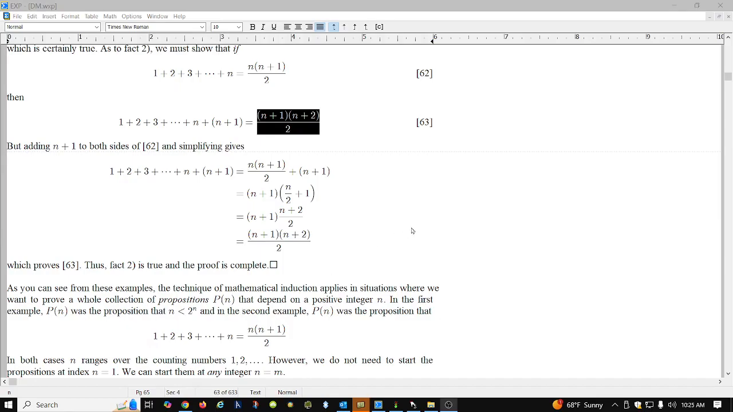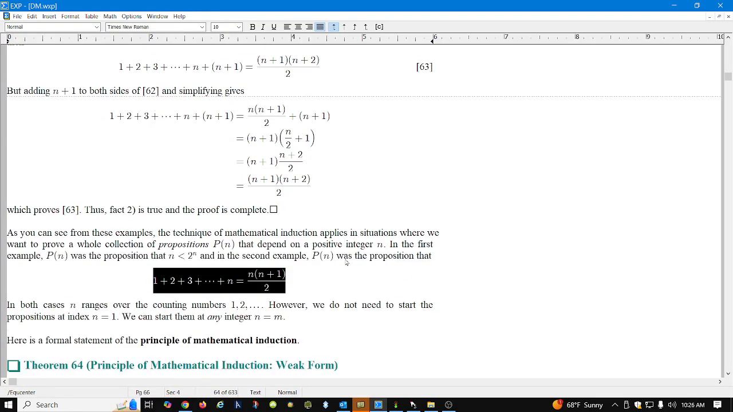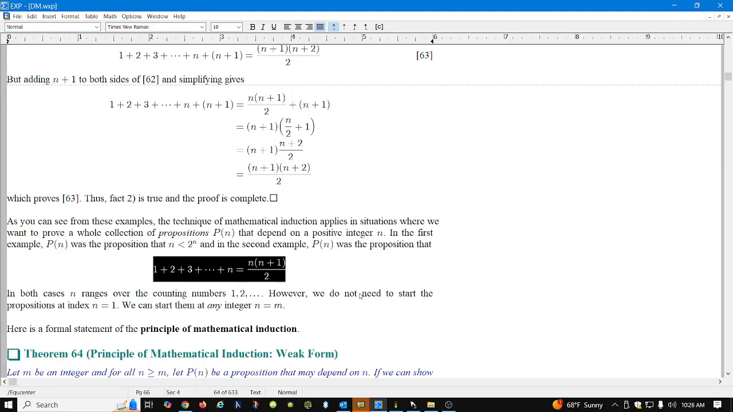So you can see that the technique of induction applies in situations where we want to prove a whole collection, a whole sequence of propositions, say P of n, that depend on a positive integer n. So P of n in the first case, or first example, was this. In the second example, it was this. But we don't need to start the induction at n equals 1. We can start it anywhere we want, at any integer m, positive or negative.